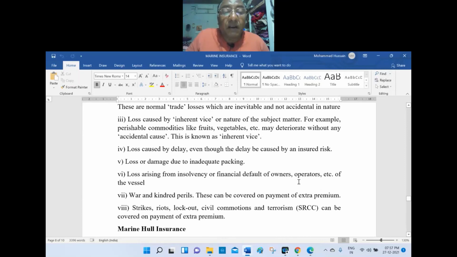Then sixth, loss arising from the insolvency or financial default of the owner or operator, etc. of the vessel. Suppose the vessel owner has become insolvent. At that instance, you could not realize anything. If the vessel owner becomes insolvent, at that time also you cannot get it. It comes under the exclusion class.